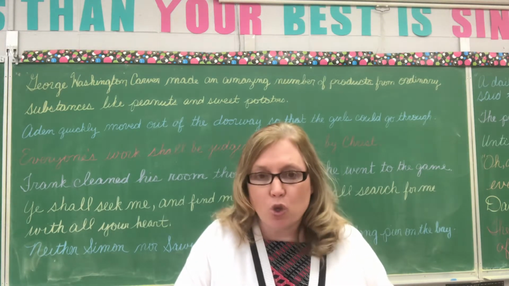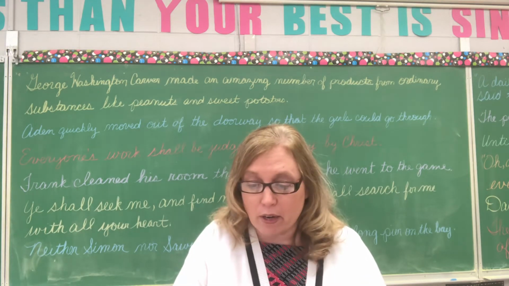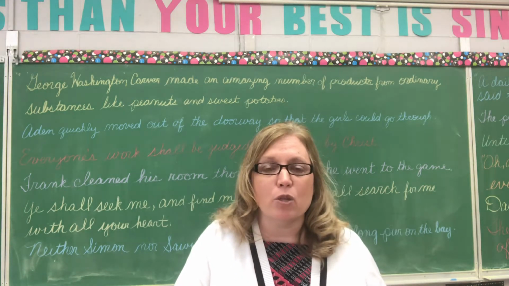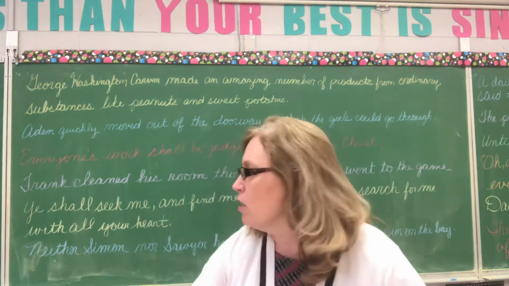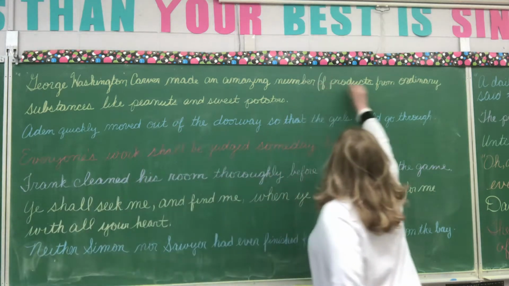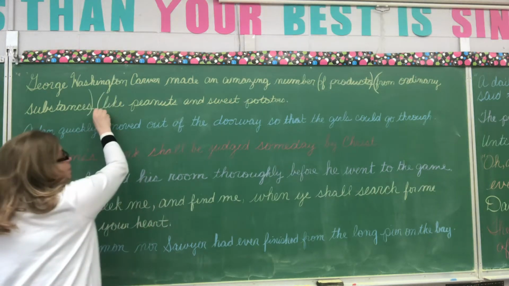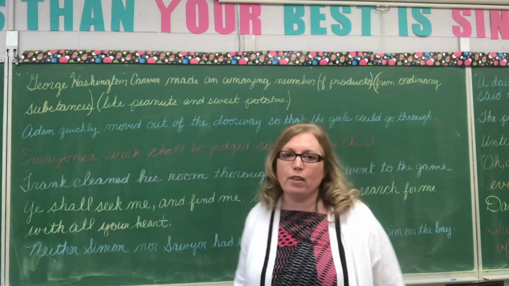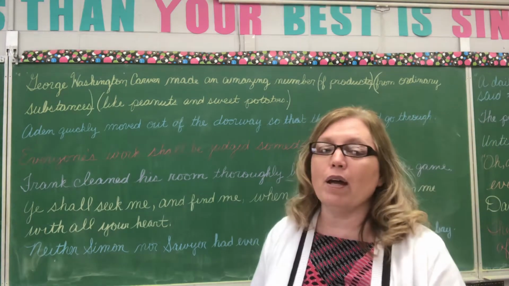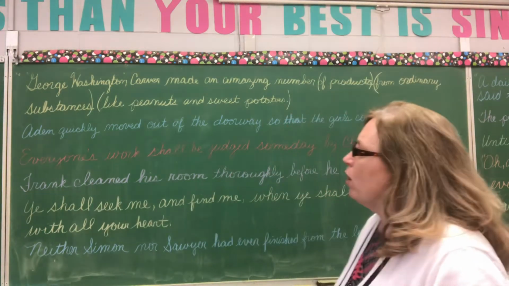Look at number 1. George Washington Carver made an amazing number of products from ordinary substances like peanuts and sweet potatoes. Step 1 of figuring this out is we need to what? We need to mark our prepositional phrases. So let's do that, okay? So here we have of products and from ordinary substances, okay, like peanuts and sweet potatoes. Those are our prepositional phrases. Now, it wants to know, let's just mark these. We'll come back and figure out what all they want to know.